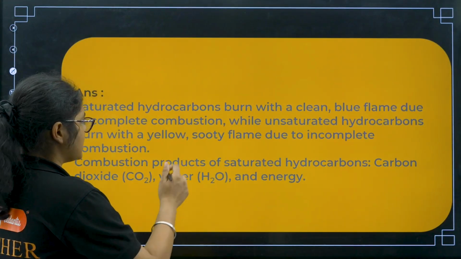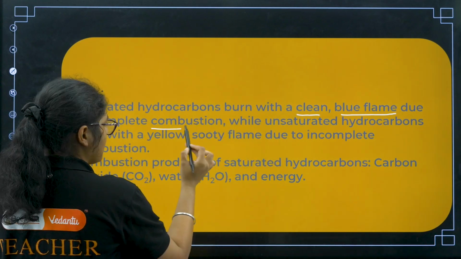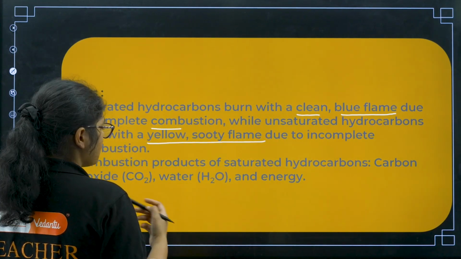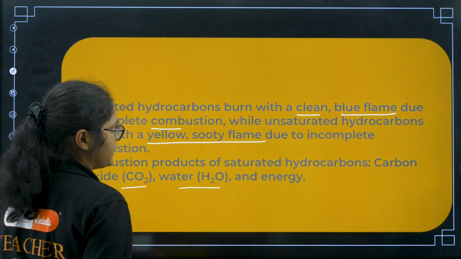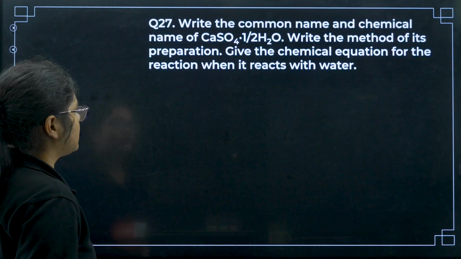Okay, so you can see saturated hydrocarbon burns with a clean blue flame due to the complete combustion, while unsaturated hydrocarbons burn with a yellow sooty flame. The combustion products are carbon dioxide and water and energy. Okay. Next, moving to 3-marker question.